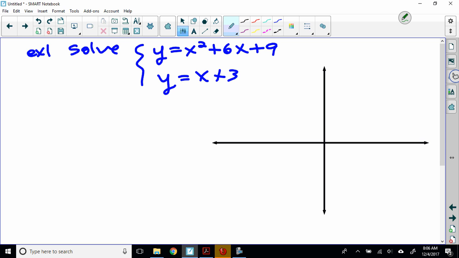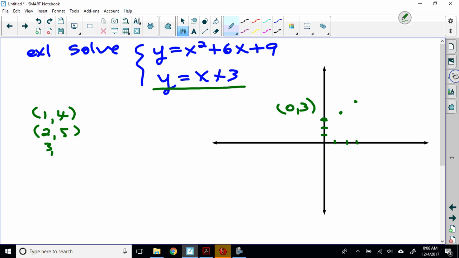So if I wanted to graph this line, I know its y-intercept is 3, so it's going to go through the point (0, 3). And I know that this line's slope is 1, so it would go through the points (1, 4), (2, 5), (3, 6), (4, 7). Probably good enough.